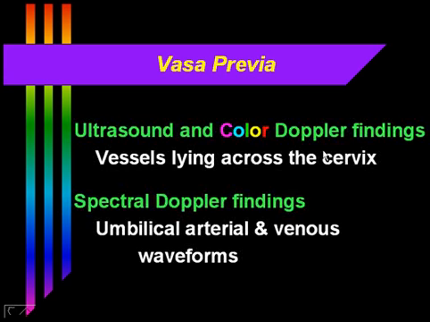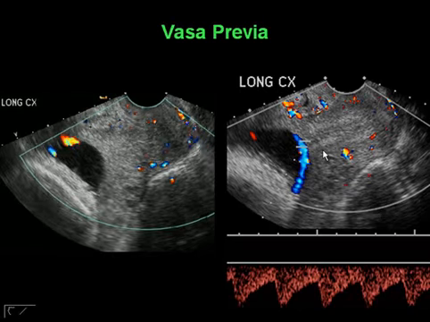On ultrasound, we'll see vessels overlying the cervix, and we can confirm the vascularity with color and spectral Doppler. The color showing where the flow is, the spectral Doppler confirming that these are umbilical vessels belonging to the fetus.